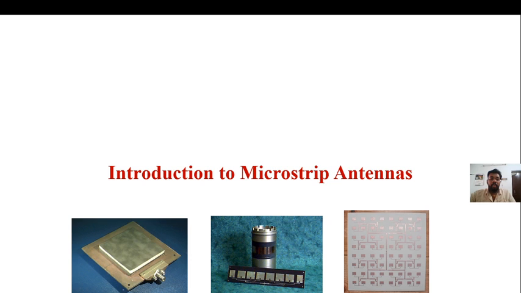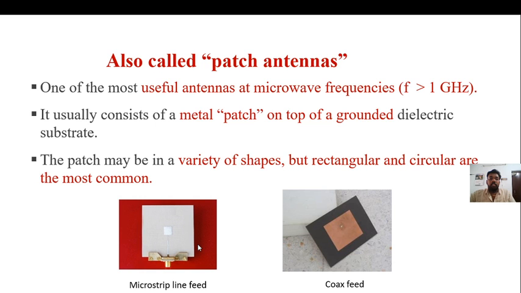This is the fabricated antenna. It is also called a patch antenna, one of the most useful antennas at microwave frequency, that is, frequency above 1 GHz. It usually consists of a metal patch on top of a grounded dielectric substrate. That is, the dielectric is sandwiched between the patch and the ground. A variety of shapes are there.